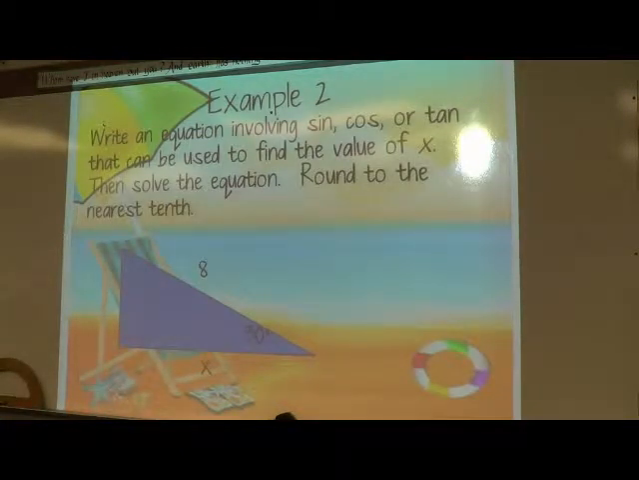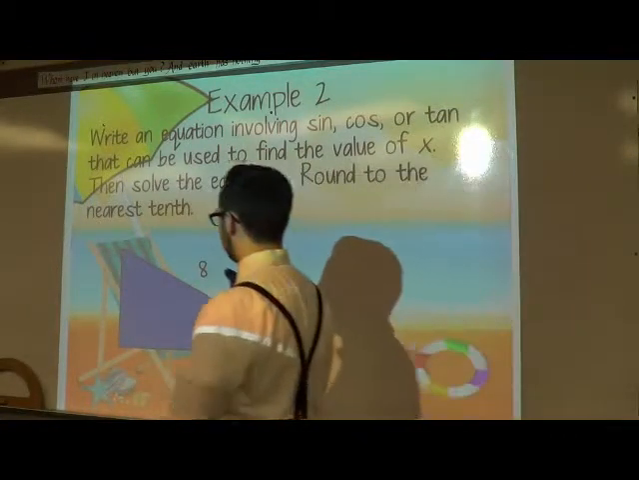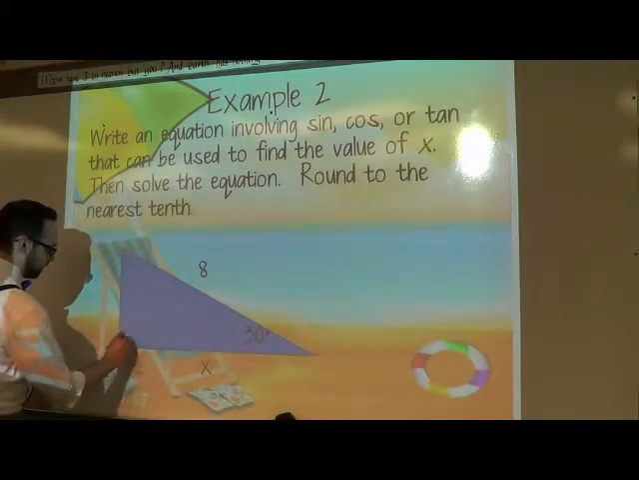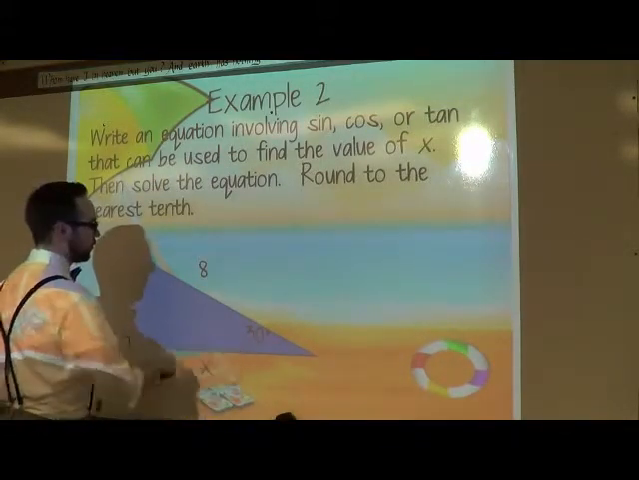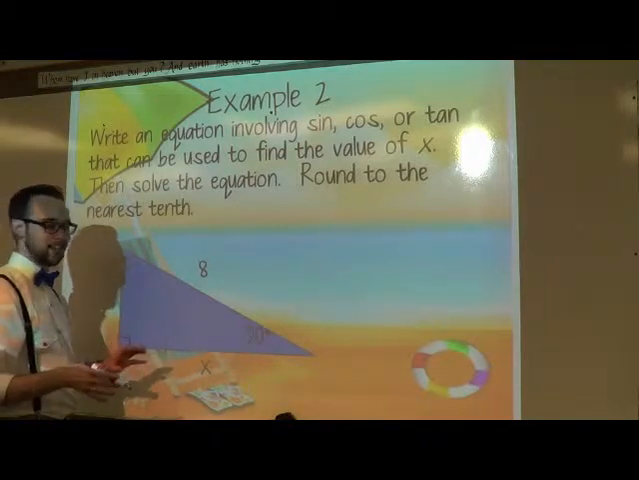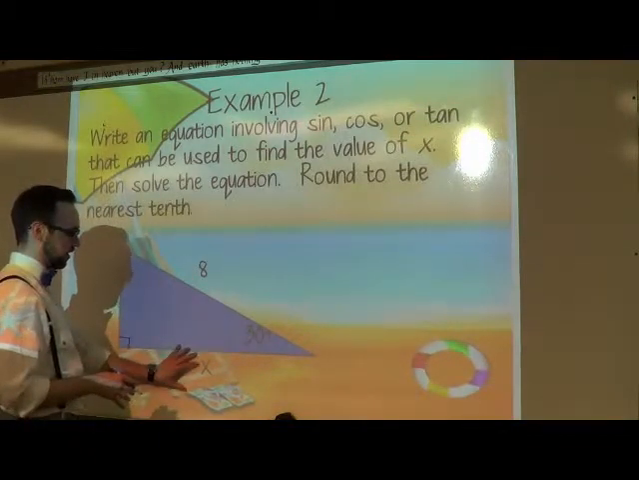Alright, so they want us to write an equation involving sine, cosine, or tangent that can be used to find the value of x. Then solve the equation and round to the nearest tenth. So what we need to do is take a look at the angle that's given. So we have 30 degrees down here. And over here clearly is my right angle. So if this is 30 degrees, what you want to do is look at the sides that they gave you. So I have the 8 and an x.